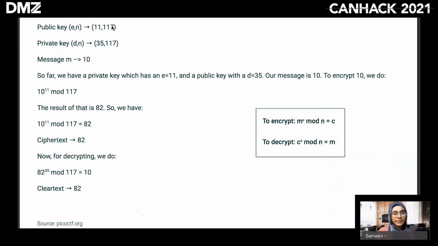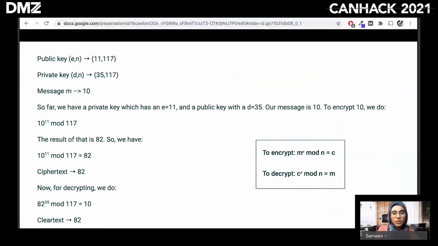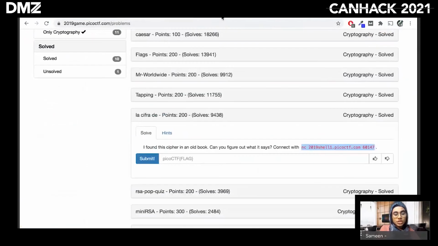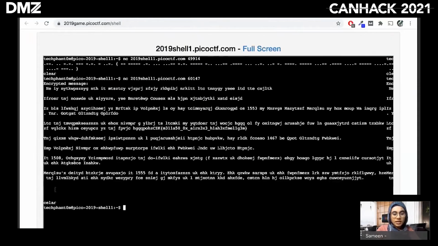We have 11 and 117 as your public key, e and n, and we have your private key, 35 and 117. If we want to encrypt this message, we're going to do the message to the power of e, which is 11, mod n, and n is 117. To solve that in Python, we're going to go back to our shell just to show you how to solve it. Let's clear this up. Let me clear this whole screen so that it's easier to read.